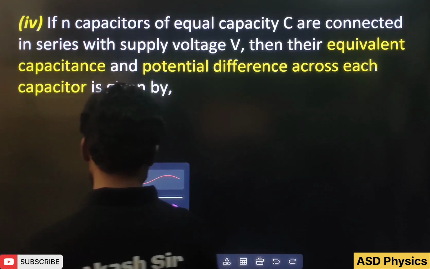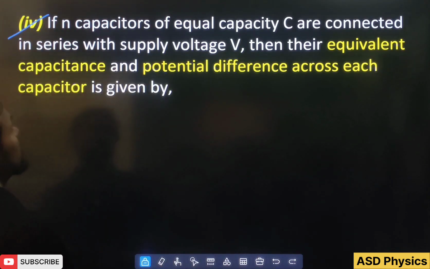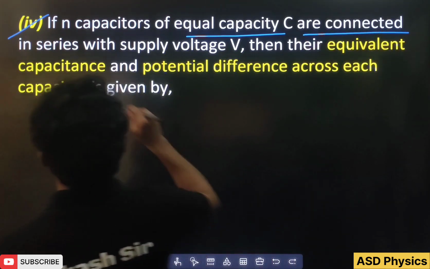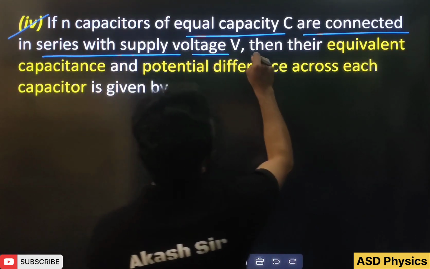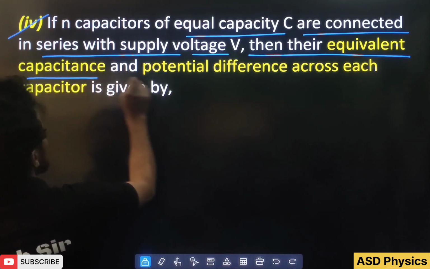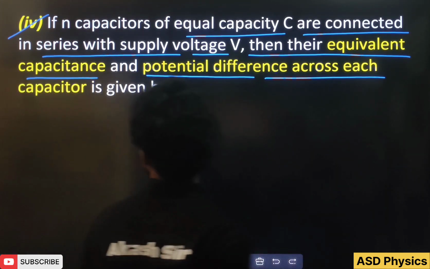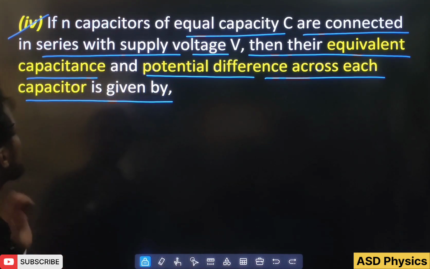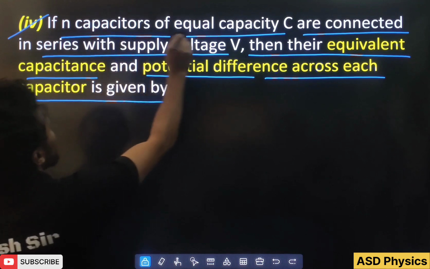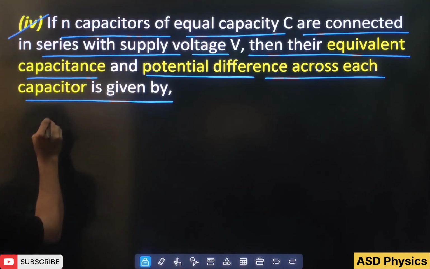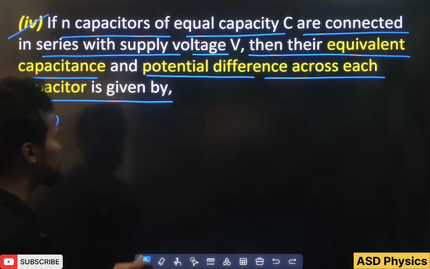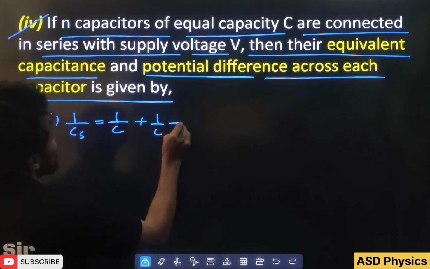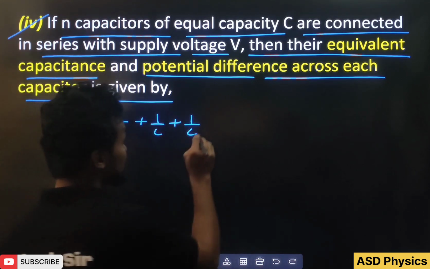Okay, great. Now students, next one you can see here, the fourth one. If n capacitors of equal capacity are connected in series with supply voltage V, then the equivalent capacitance and potential difference across each capacitor is given by. First we are going to see the equivalent capacitance. N capacitors of equal capacity are there. So 1 by Cs equals 1 by C plus 1 by C plus 1 by C, for N capacitors, not N plates.